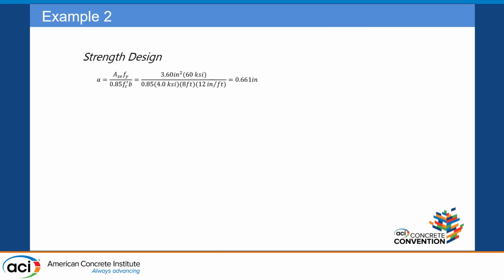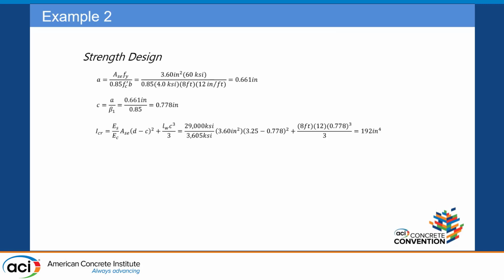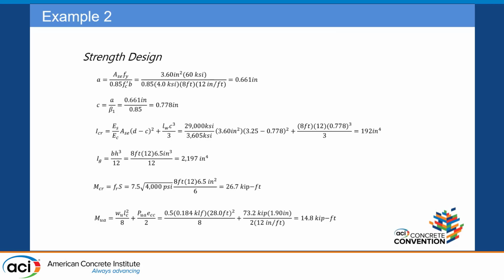But let's design this panel using Bischoff's method. Let's put in the I effective instead of I cracked in here. So here's our cracked moment, our gross moment, our cracking moment. Here's our primary moment on the panel, 14.8 kip-feet.